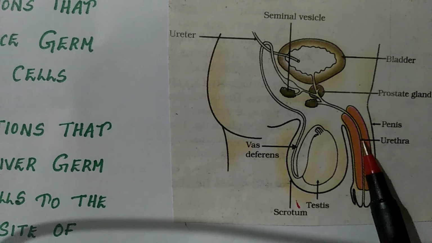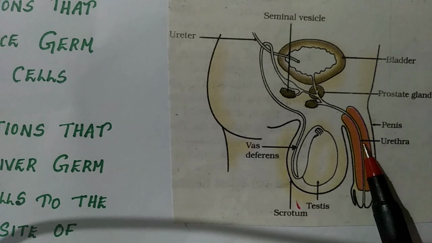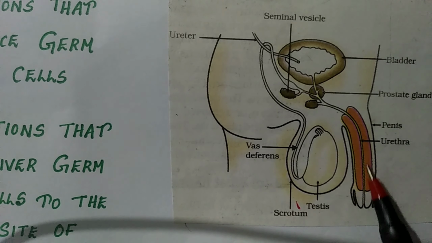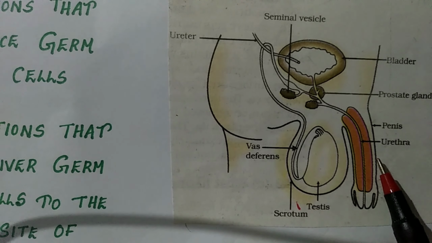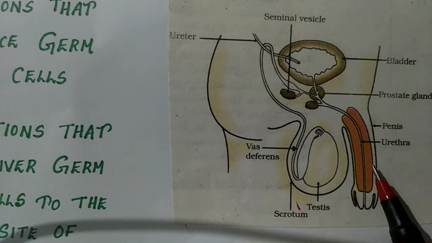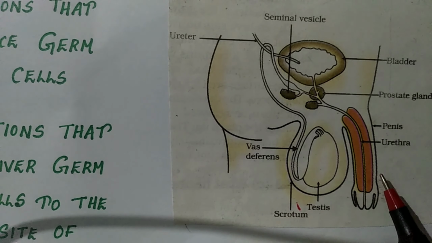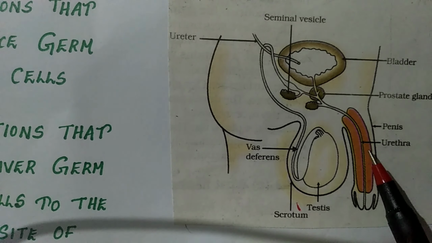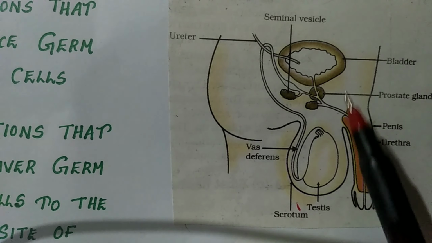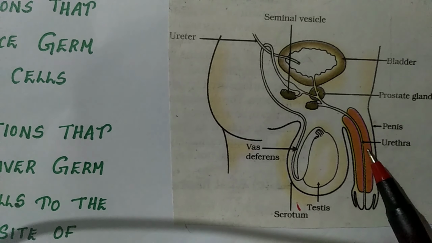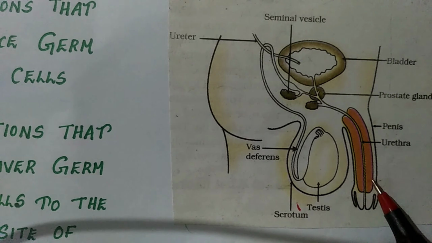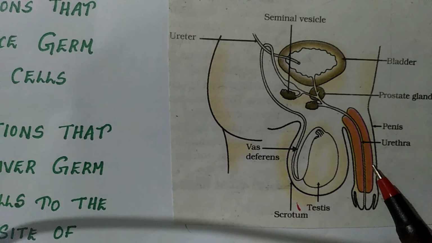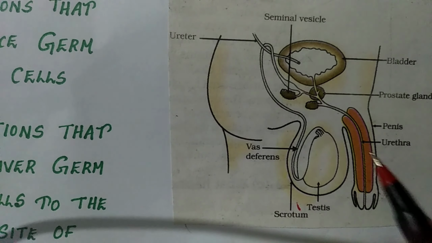Here in the middle of this structure you can see the urethra and how it ends here. The urethra acts as a common duct for the passage of both urine as well as spermatic fluid. Spermatic fluid is a combination of the fluid released by the prostate gland and the seminal vesicle along with the sperm. We call it semen. So this is a common passage for the movement of sperm as well as for urine.